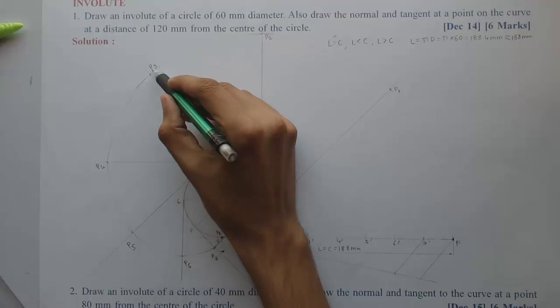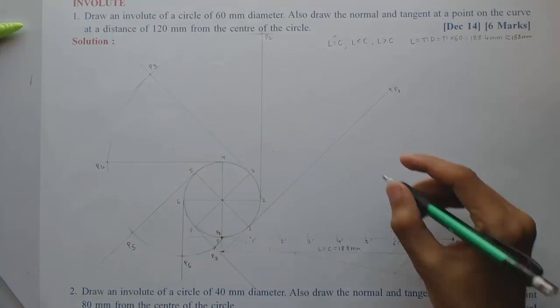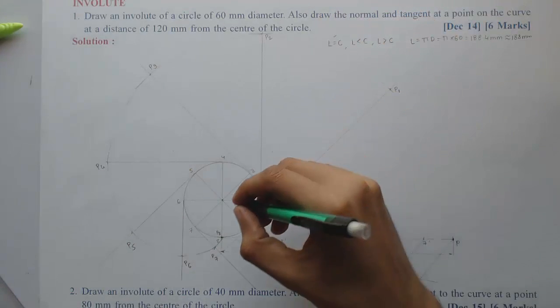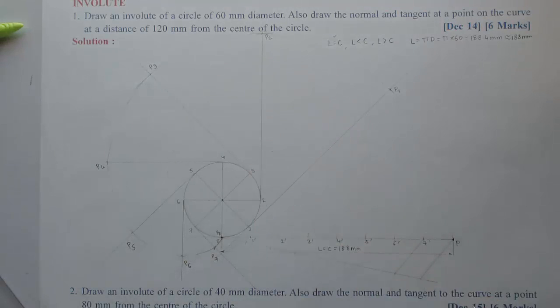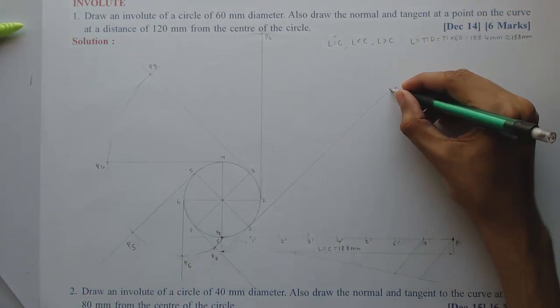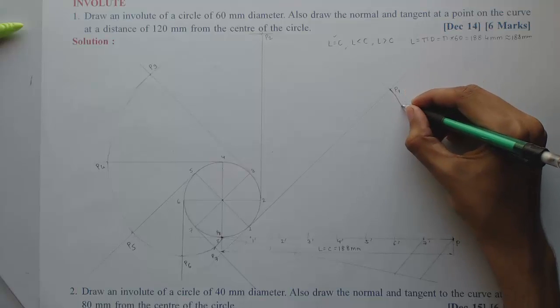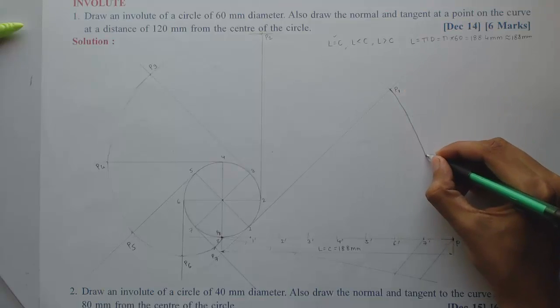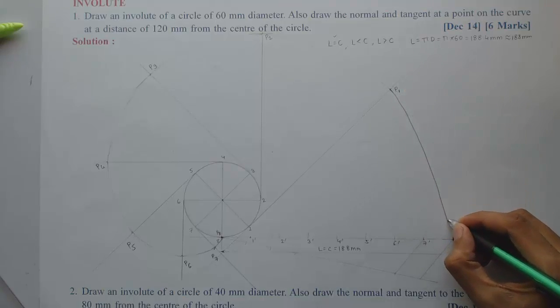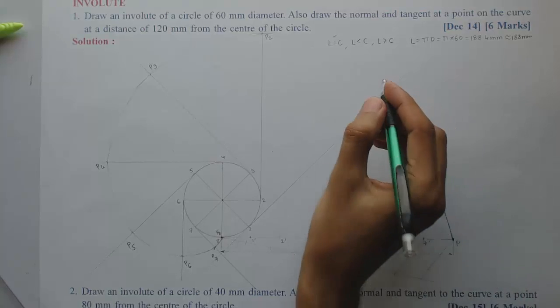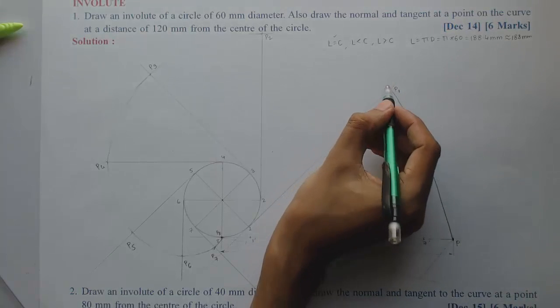Okay. Now you can join by making it dark. So first P2 P1, then P1 to P2.